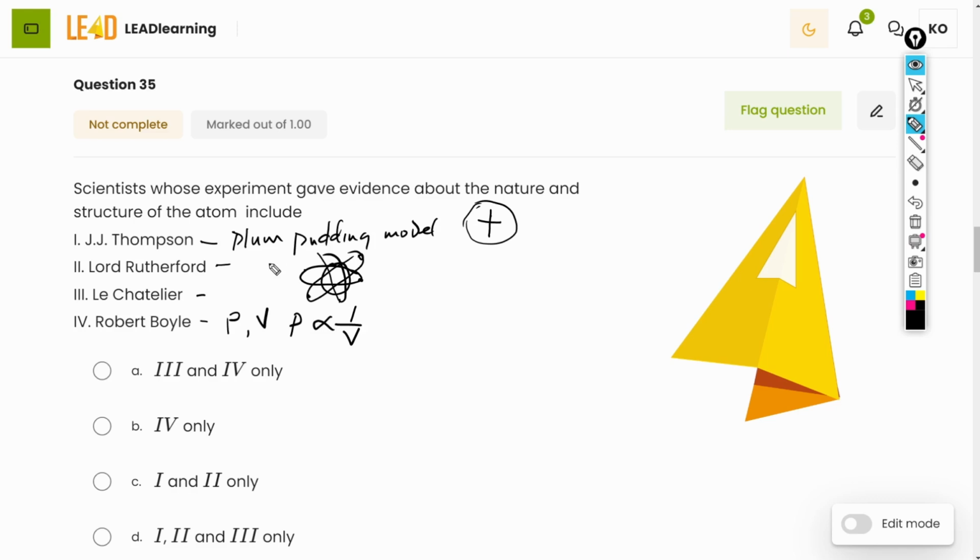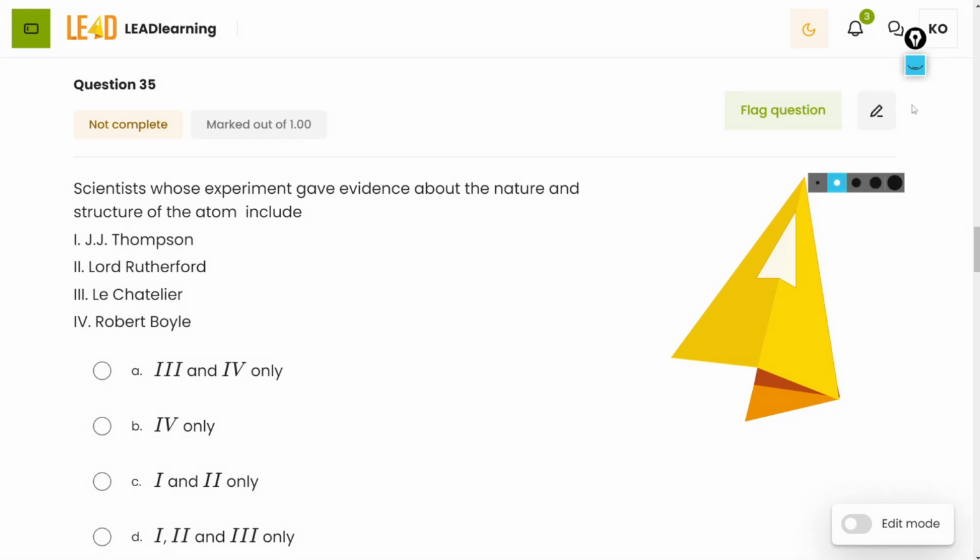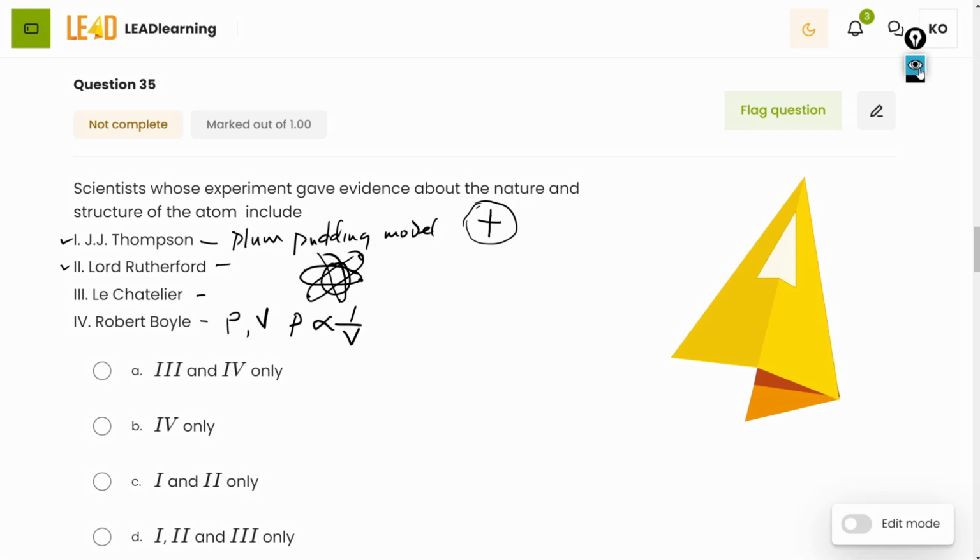So the only scientists here that carried out experiments to determine the nature and structure of the atom are J.J. Thomson and Lord Rutherford. That is 1 and 2. This means that our correct option is 1 and 2 only. Option C is our correct answer.